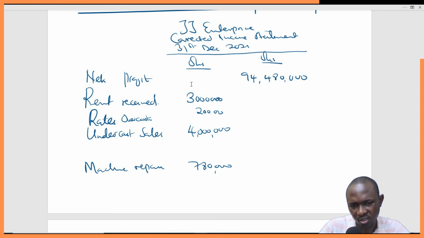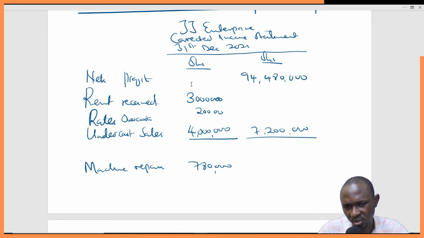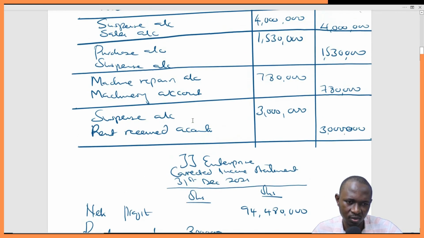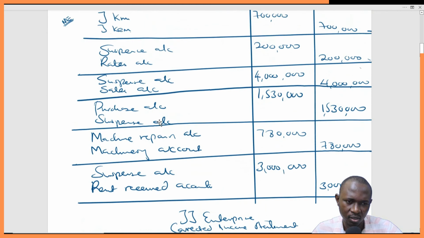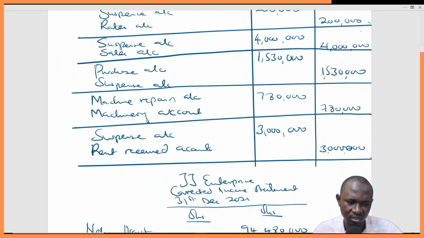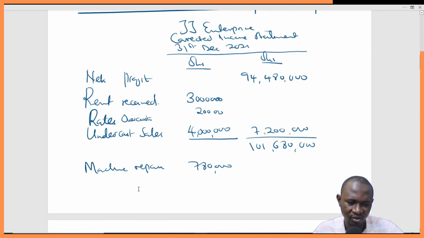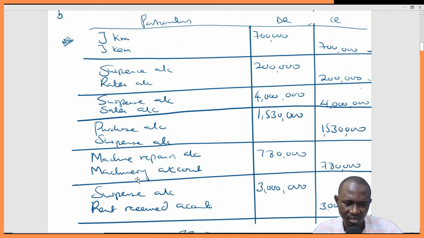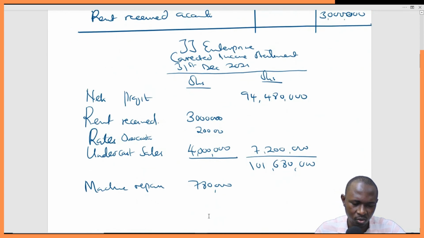Something like that. So let's get the total here. This is 7.2. And then this will give us 101,680,000. Then machine repairs, we have it there. And I think that is the end. Those are 1, 2, 3, 4, 5. We've said this first one doesn't have any effect. So machine repair will less.